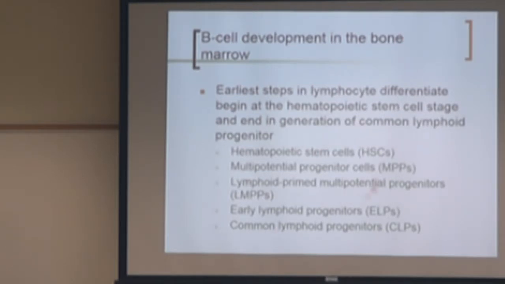But so, the earliest steps. Now again, for the cells, you need to know what the precursors are. You've got the hematopoietic stem cells. That's easy enough. Then you get these multi-potential progenitor cells. Then you get these LMPPs, lymphoid primed multi-potential progenitors. These are all before they've decided to become a B cell. Then you get these early lymphoid progenitors, and then this common lymphoid progenitor.